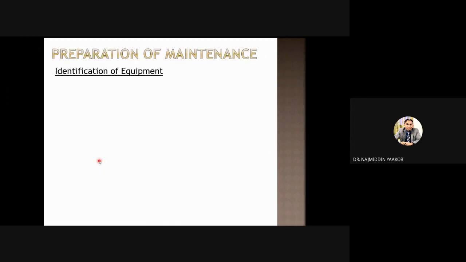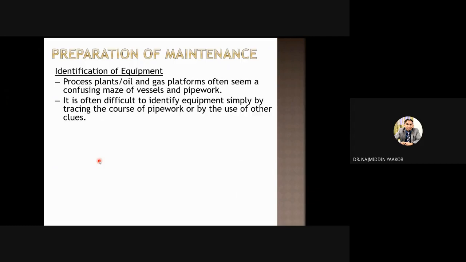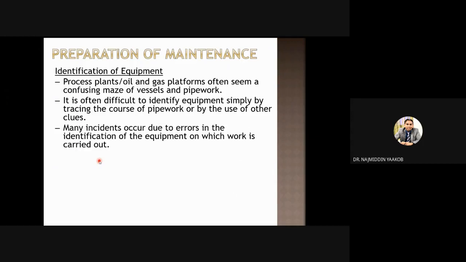What are the preparations in order to do your maintenance? Number one, you need to identify the equipment that needs to be maintained. It is often difficult to identify equipment simply by tracing the cause of bad work or by the use of other clues. Many incidents occur due to errors in identification, because they wrongly identify the equipment to be worked on.